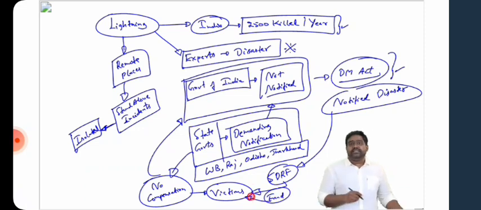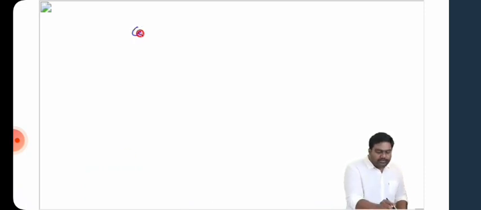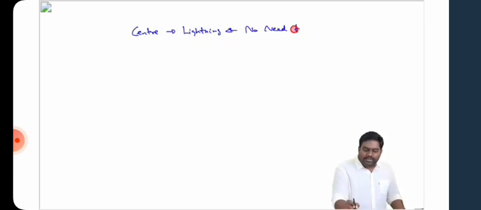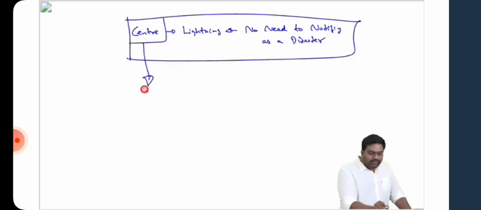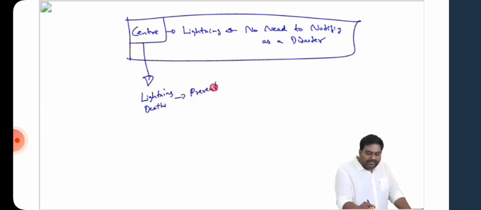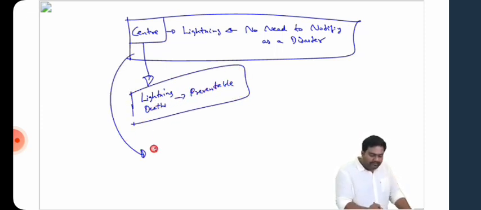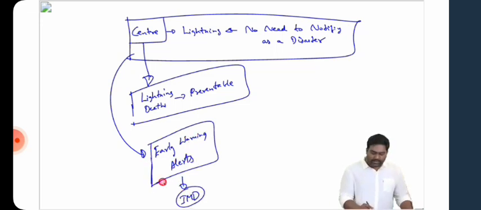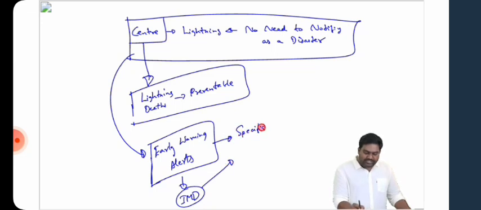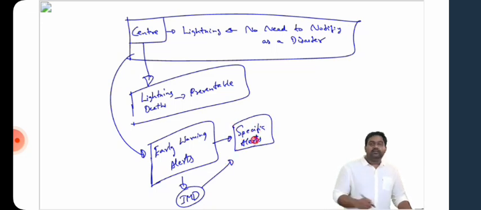But the center says it's not needed. I'll explain the logic. The center has said, with regard to lightning, there is no need to notify. There's no need to notify lightning as a disaster according to the central government, because the center believes that lightning deaths are preventable very easily. According to the center, lightning deaths are preventable. We already have early warning and forecasting alerts available through the IMD. IMD keeps track of thunderstorms and lightning as well, and it would have given very specific alerts to certain regions, to certain districts, certain villages.